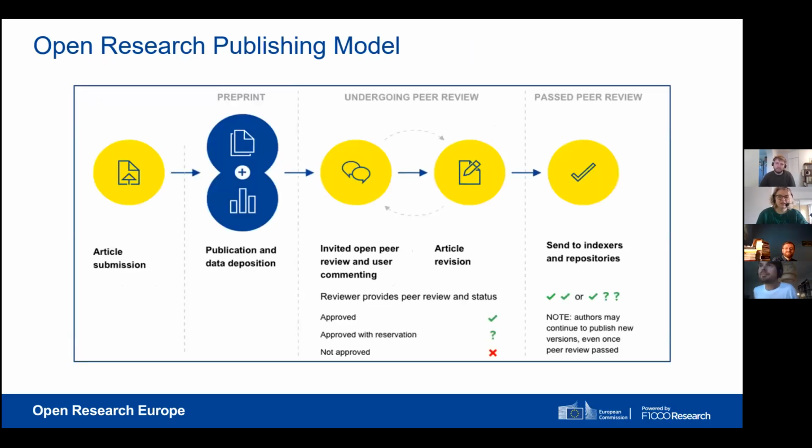So to give you a brief overview of the publishing model, Open Research Europe operates on a post-publication peer review model of publishing. This means that the papers are published open access with DOIs as preprints whilst we carry out a peer review process, allowing for very quick publication and public access to the work. Once the paper is deemed to have passed peer review, which will be explained later, at that point the papers will be sent to indexers and repositories. So we're going to dig into each of these stages in a little bit more detail later.